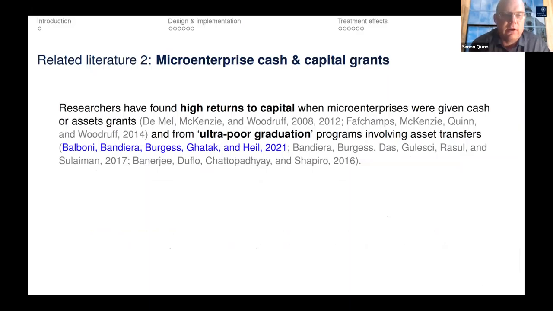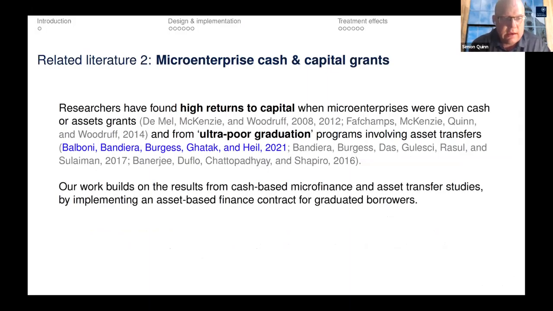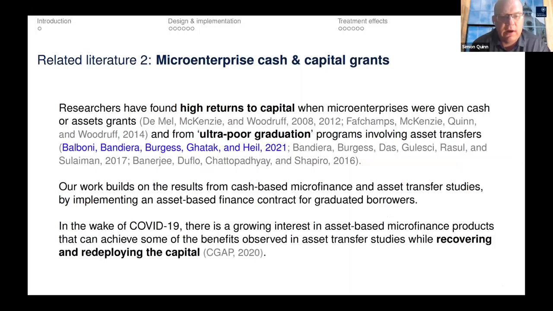Related, it also speaks to microenterprise cash and capital grant literature, including, of course, the paper that Matrish presented earlier, where we do see high returns to capital, high returns to ultra-poor graduation programs. What we have done here is to build on the results from cash-based microfinance and asset transfer studies, implementing an asset-based finance contract for graduated borrowers.